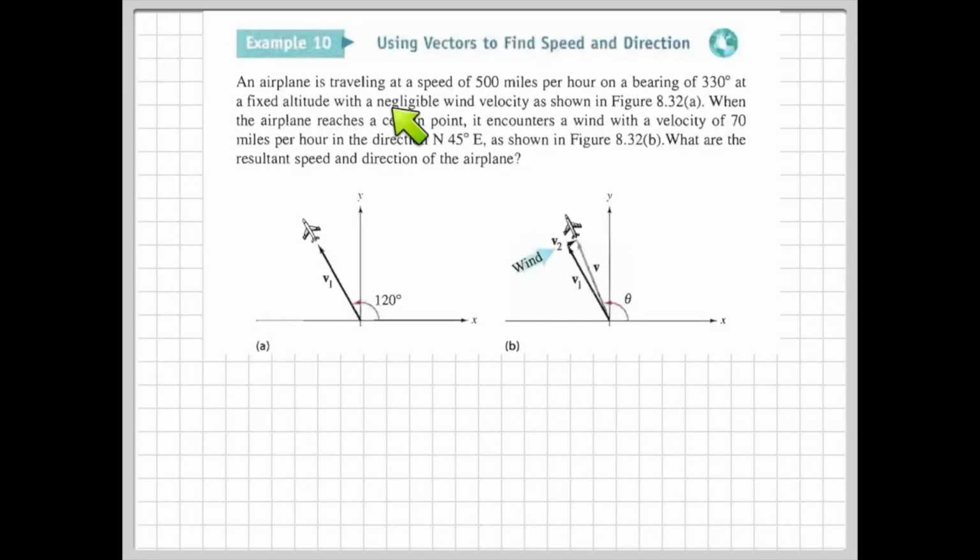All right, an airplane is traveling at a speed of 500 miles per hour, so that's a force right there, on a bearing of 330 degrees at a fixed altitude with negligible wind velocity as shown in the figure. So right here we have, here's 330 degrees that way. I don't know why they drew it this way, but it gets kind of confusing, I think. And this length right here is 500 miles per hour.